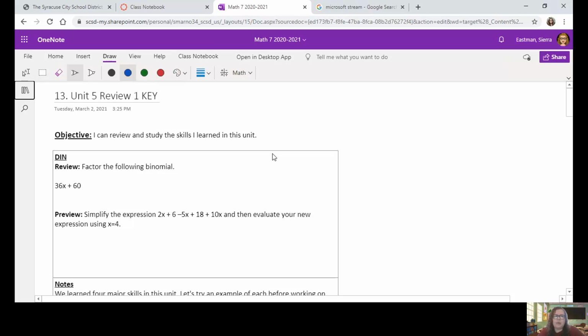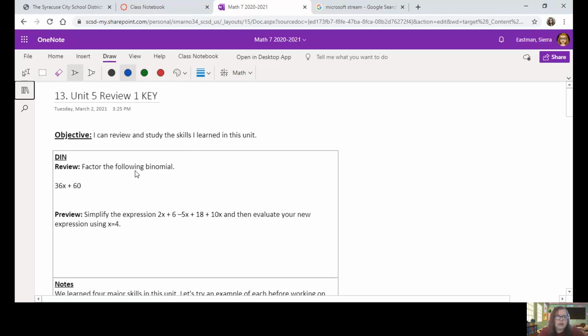Alrighty, hopefully you paused that video and we can go ahead and get started. If we want to factor the following binomial, this is something that we learned last week on Thursday, Friday. First, we learned how to use the box method to factor a binomial, but we also learned how to do it without a box method or an area model method.